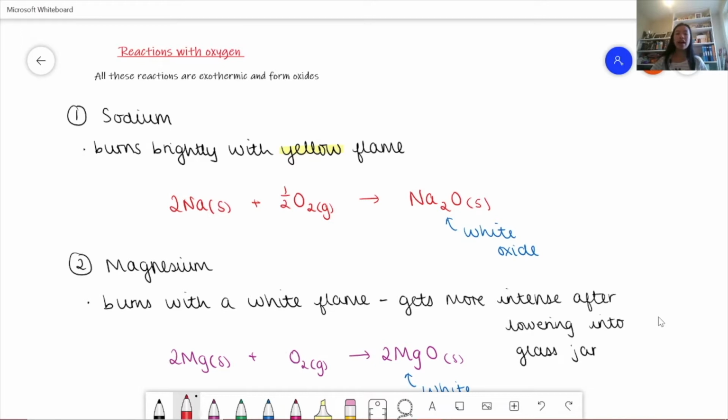Next, we're going to look at period 3 elements and their reactions with oxygen. All these reactions are exothermic and we form the metal oxides. So first one we look at is sodium, and sodium burns brightly with a yellow flame. And this is the reaction that we have. So we have sodium reacting with half a molecule of oxygen, and it forms a white oxide. Actually with all of these reactions, a white oxide is always formed.